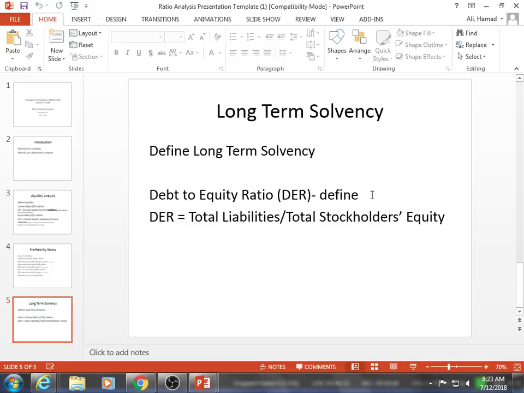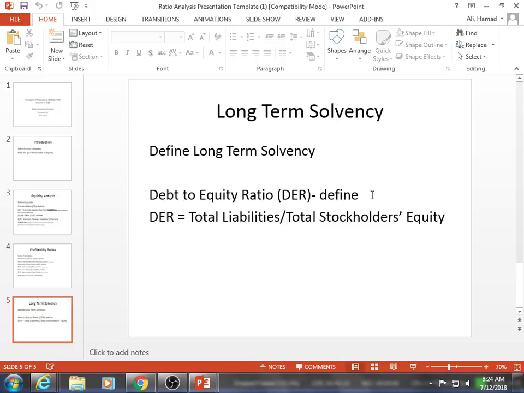The first is the ability of the business to survive. When you want to define long-term solvency, you're going to say the ability of the business to survive in the long run. And debt to equity ratio, I'm asking for one ratio in this regard. Debt to equity ratio is equal to total liabilities divided by stockholders' equity.